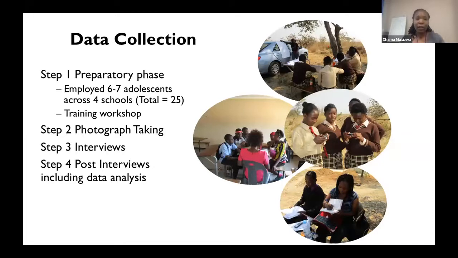We also, during the training, discussed the ethics related to taking pictures. Then we gave them the cameras and asked them to go and take pictures that represented their views on sexuality, as well as anything that would help us to understand. Then they started taking pictures, which is step 2. During this process, we kept interacting with them, looking at the pictures that they took, sitting down with them to select pictures they wanted to share, as well as narrating why they had taken each of the pictures.